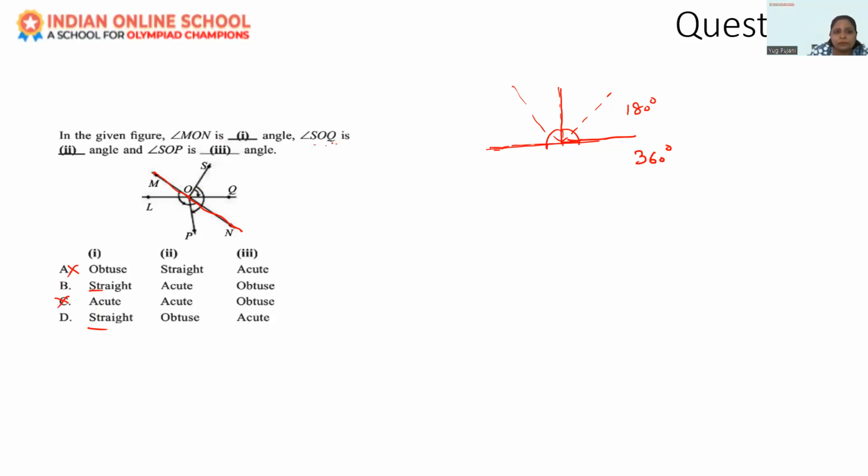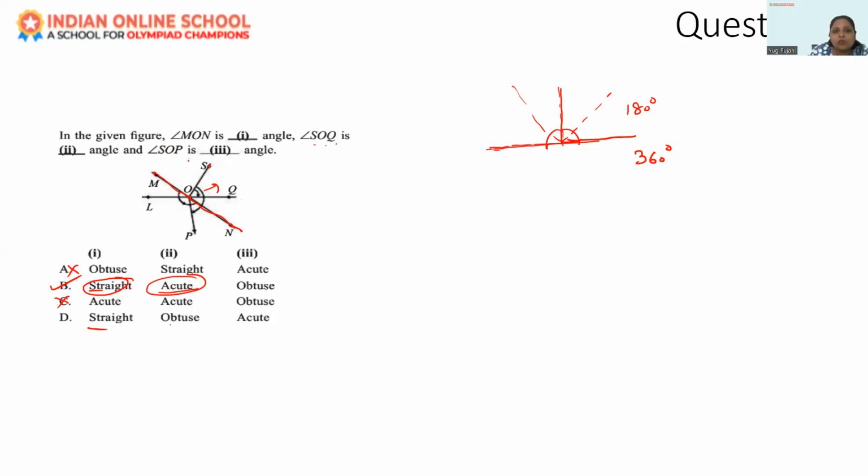Now I'm talking about SOQ. If you see that, this is your 90 and it is less than 90, so it will be acute. So straight and acute, so option B can be your answer. I will also check the third option. Otherwise, you can write B as the answer because there is obtuse here.